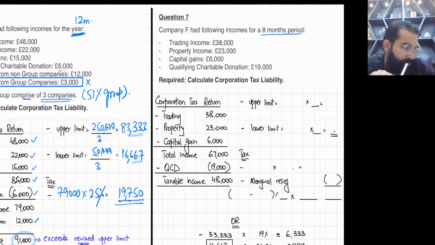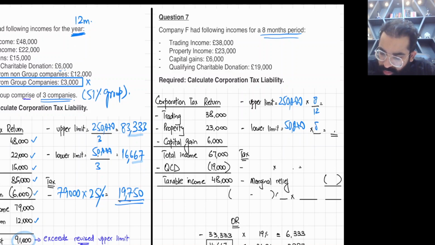So now we have only one reason to apportion the limit, that is the accounting period. So the upper limit is 250,000 times 8 upon 12, which will be 166,667, and the lower limit is 50,000 times 8 upon 12, which will be 33,333.